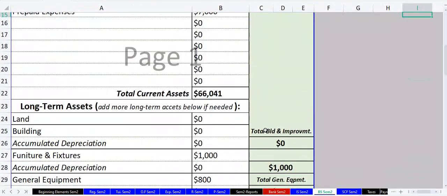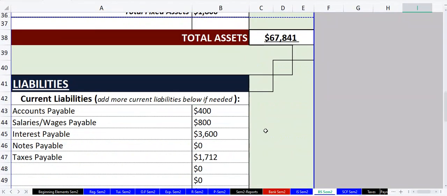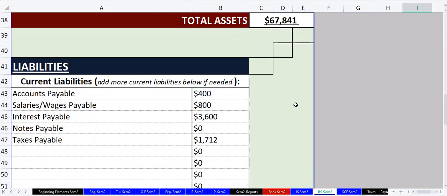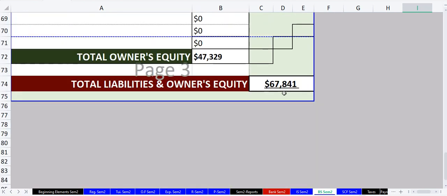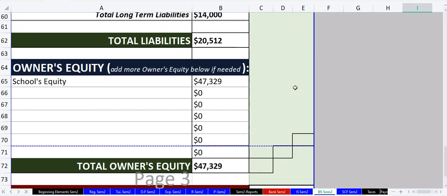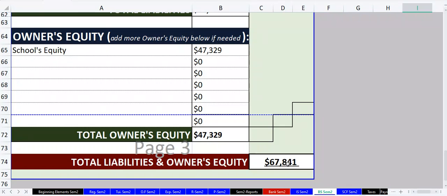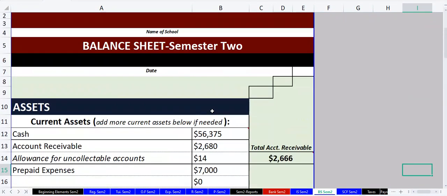So let's leave that. We look at our balance sheet. If we look at our balance sheet here, we have our assets 67,841, and then this will have the same 67,841. That means ours is balanced. Now if you look at the school's equity, it's 47,000. That is what you own in this money. So that's the worth of the business. The other one there is for others.